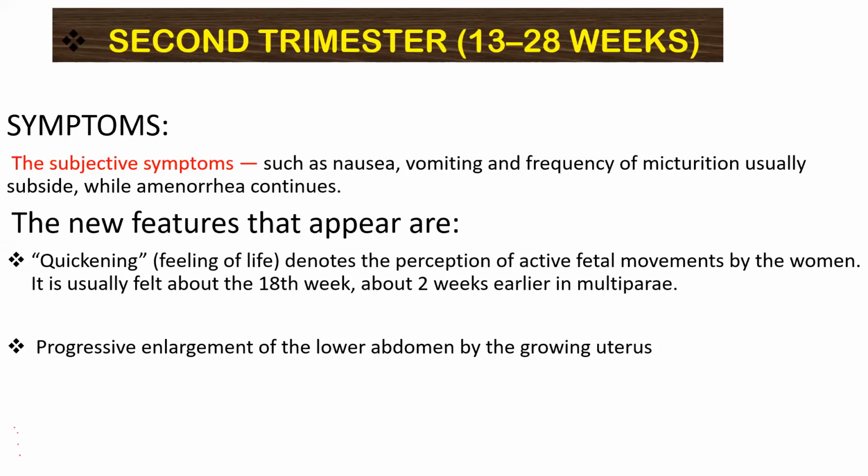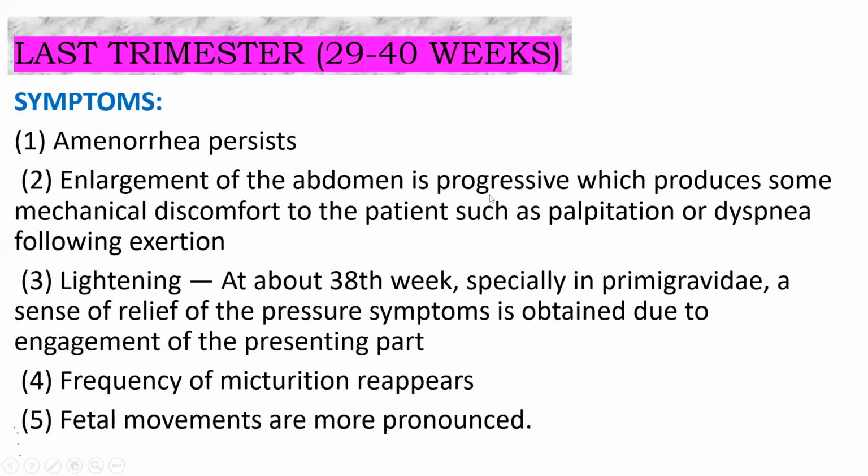Actually there are lots of symptoms, but not that much is required. Now the last trimester, which is also called the third trimester, but that's not required. Just call it first trimester, second trimester, and last trimester, because after this there is no more trimester. The last trimester starts from 29 weeks. The second trimester ended at 28 weeks, so the last trimester will start from 29 weeks till 40 weeks. So you can write down: last trimester, from 29 to 40 weeks.